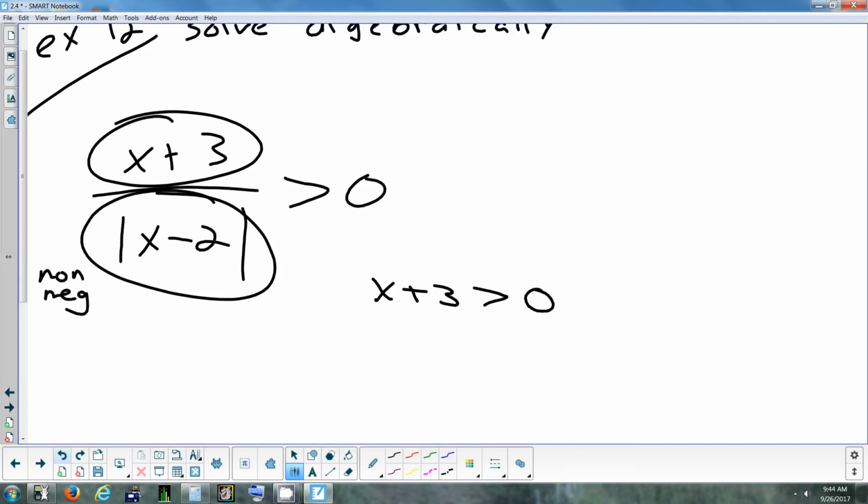So what would be the solution? As long as you pick an x, that's what? Jane? Anything greater than or equal to -3. No, not equal to, just greater than, because there's no equal to there. Yep. So anything greater than -3.